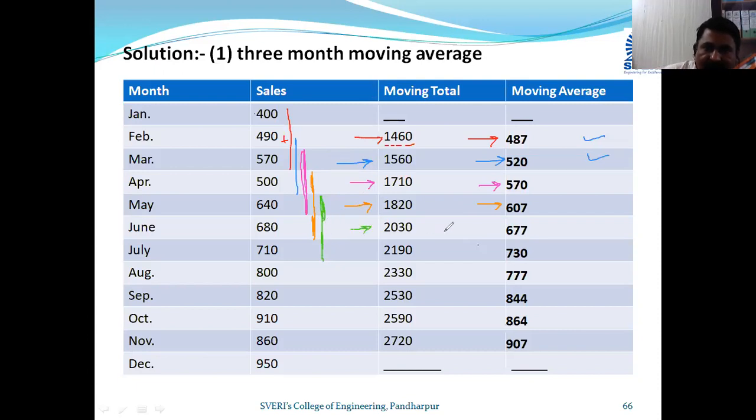The addition is here, and the moving average is here. Then further, in this way, it will be continued up to the last. So May, June, July, then further June, July, August, mention at the center and divided by 3. Then further I will proceed.